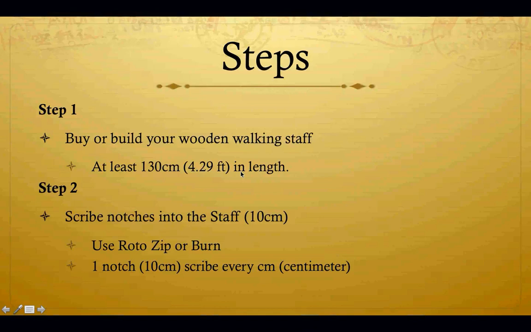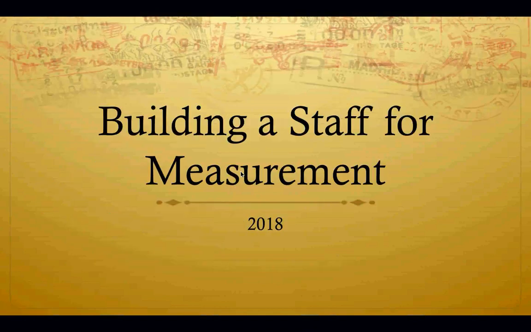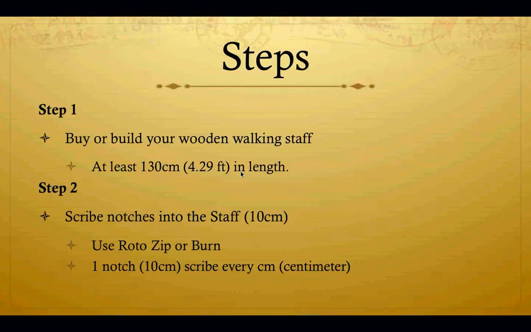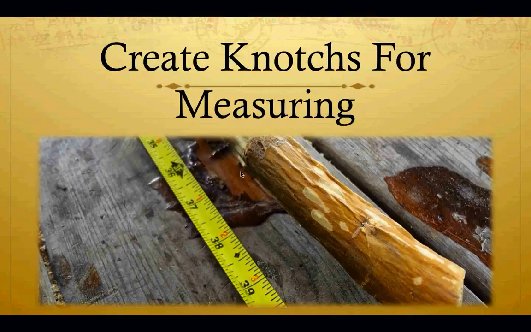Okay, so building a staff for measurement. I just wanted to show you guys the ease with which you could build this. Basically, there's just 2 steps. You just buy or build your wooden walking staff. We want it to be at least about 4.5 feet or 4.29 feet in length. And step 2, you just want to mark it in centimeters. I recommend putting it in 10 centimeter sections, and then your last section will be 1 centimeter. The 10 centimeters will be divided up into 1 centimeter.